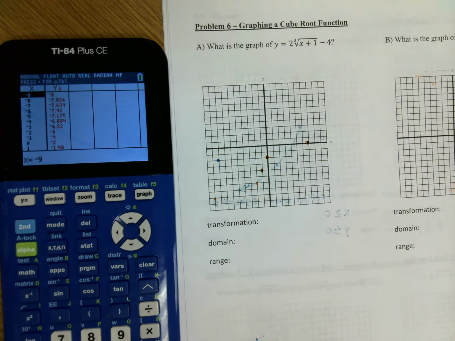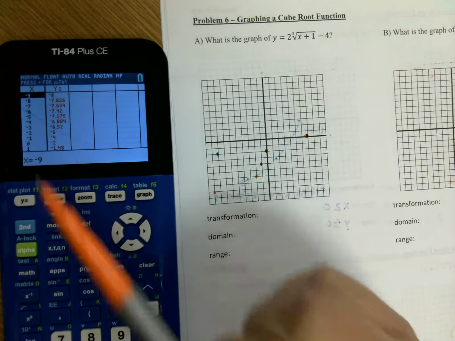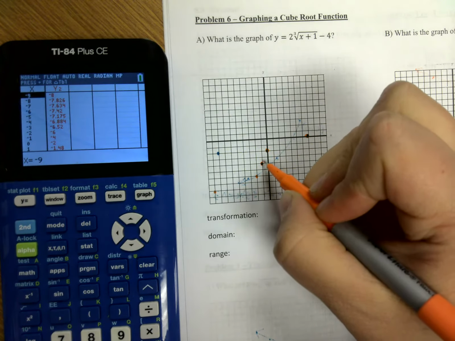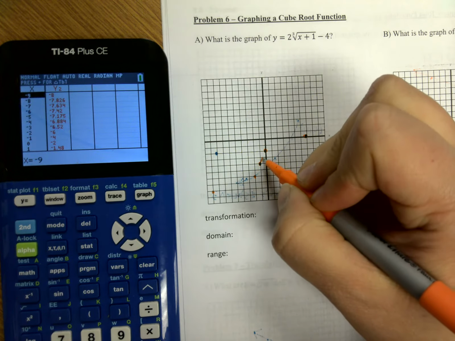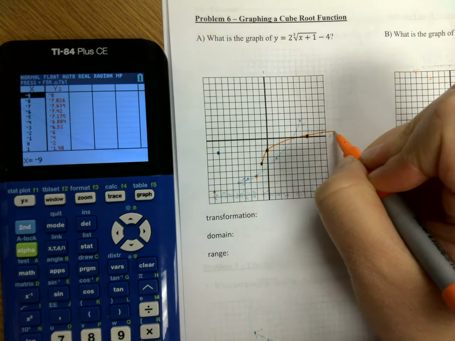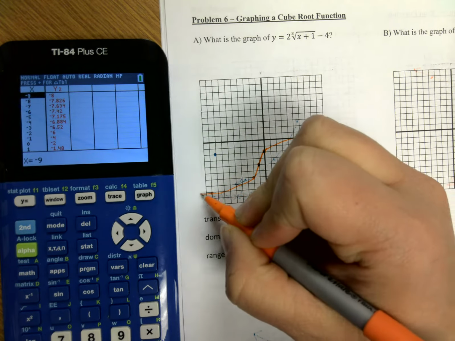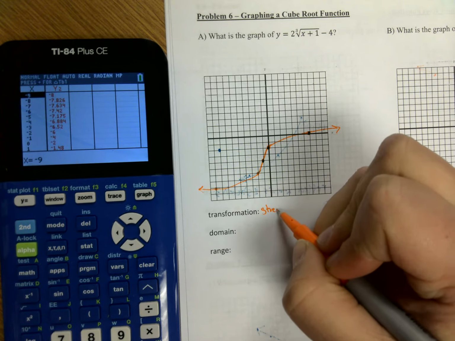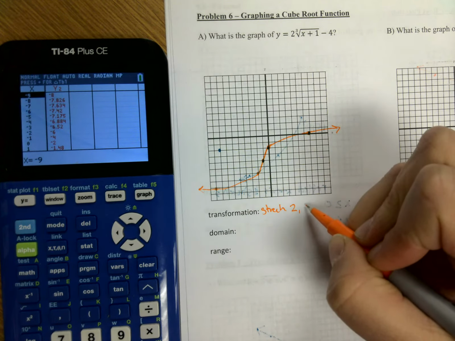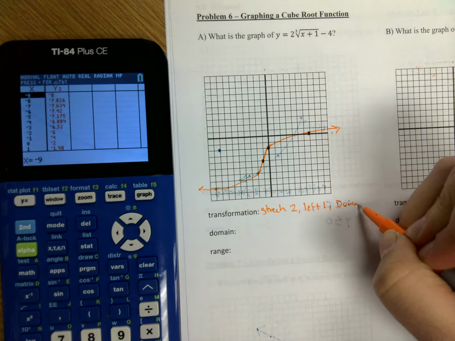Okay, now I got it better. So now I deleted that one so it's easier for me to see the points. So this is the point right here that moved left 1, down 4. So now on the right hand side, it kind of works to the right. On the left hand side, it curves to the left. So my transformation here is a stretch of 2. It moved to the left 1, down 4.